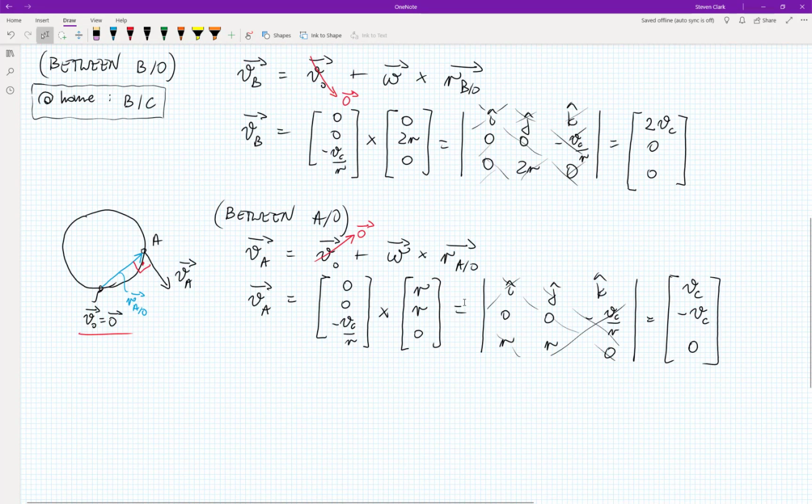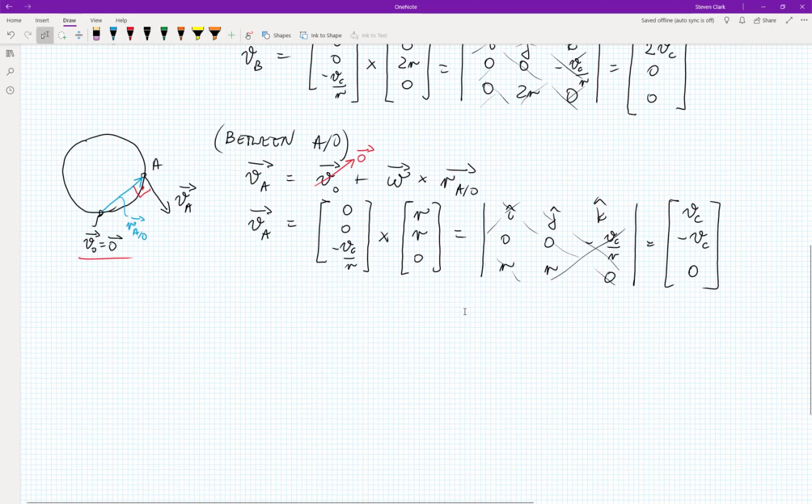So actually, in my previous discussion, there was one student who had a great idea. He said that it would be very educational if we find the velocity of point D, which is here, in two ways. Let's solve it twice, okay? First time, let's solve it between point D and O. And second time, let's solve it, I don't know, between D and A. And I promise you that we will obtain exactly the same answer, okay?